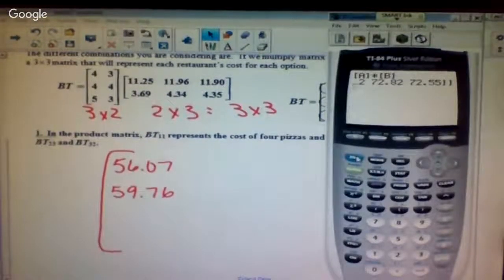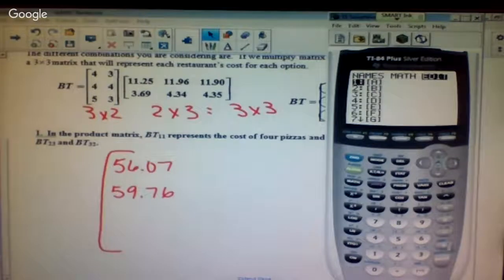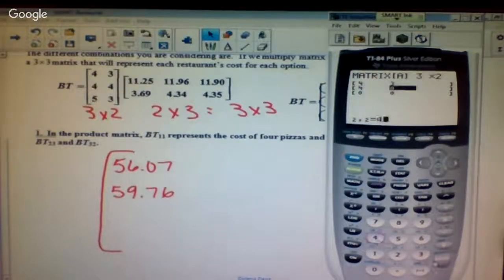So, if you would go ahead and enter these in, let me clear out my calculus. You would go to matrix and we would go over to edit and do A. And we said A is a 3 by 2. So then you would enter in 4, 3, 4, 4, 5 and 3. You would back out, do the same thing and enter in B. And this one's a 2 by 3.